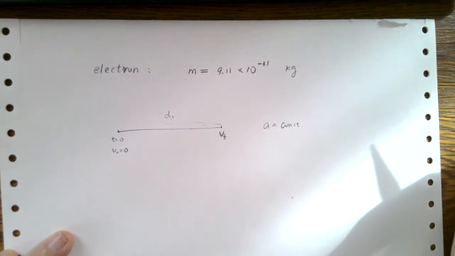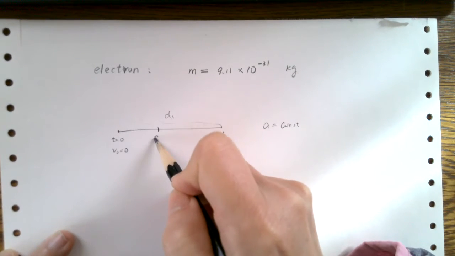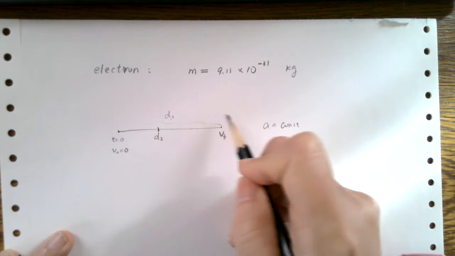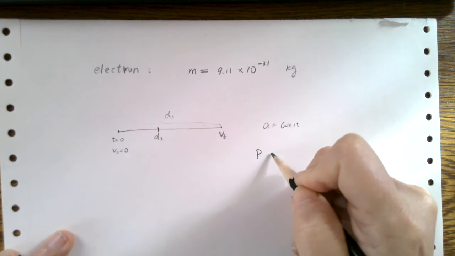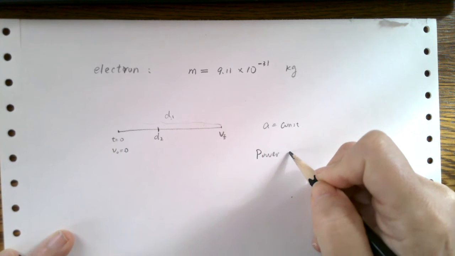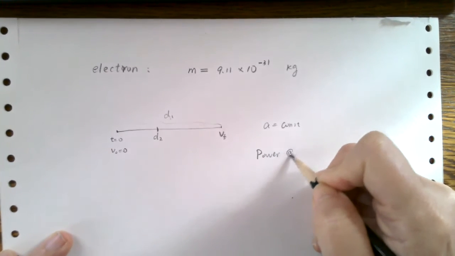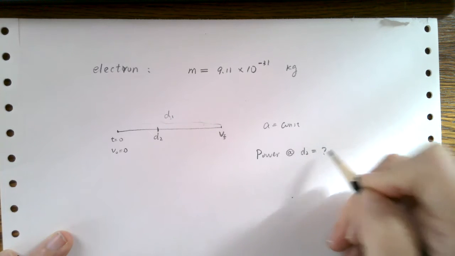So we are asked at one specific distance, at some d2 here, what is the power P delivered to the electron when it moves to the distance d2? This is the question here.